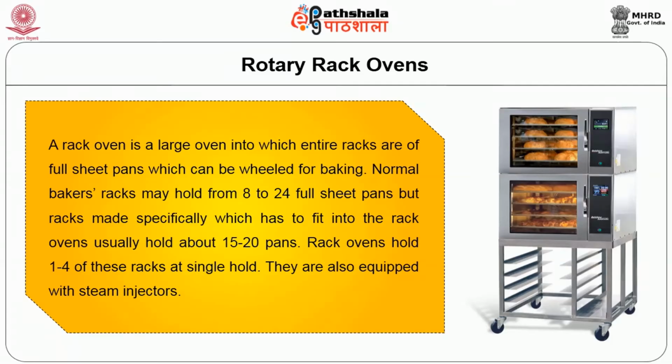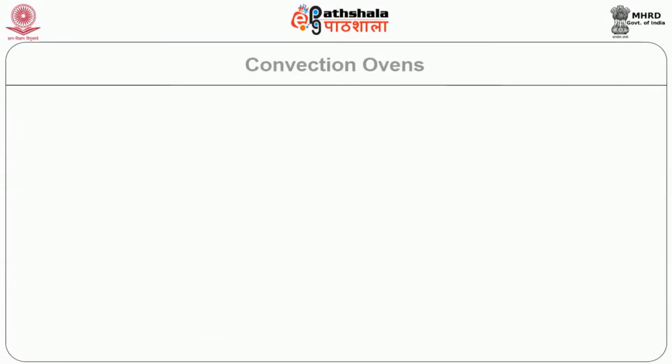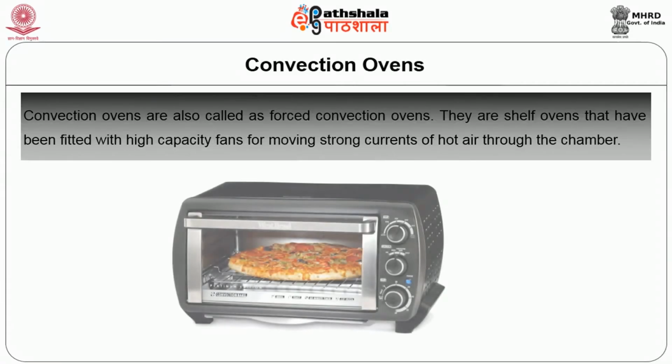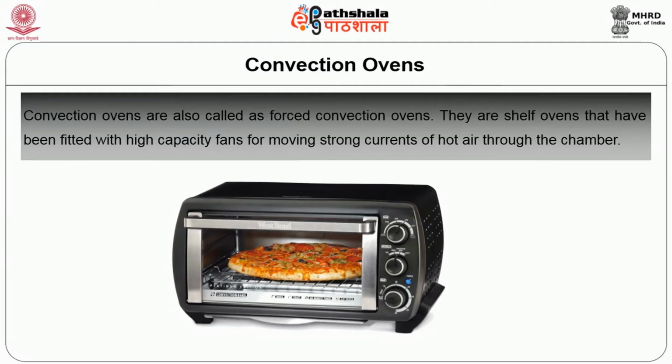Rotary rack ovens are excellent for large scale production, and they can be worked with the help of gas or electricity. Discussing convection type ovens, the convection ovens are also called forced convection ovens. They are shelf ovens that have been fitted with high capacity fans for moving strong currents of hot air through the chamber. Some of the specifications applied to a 28 tray convection oven are a non-rotating carriage where the trays are transported on a carriage.